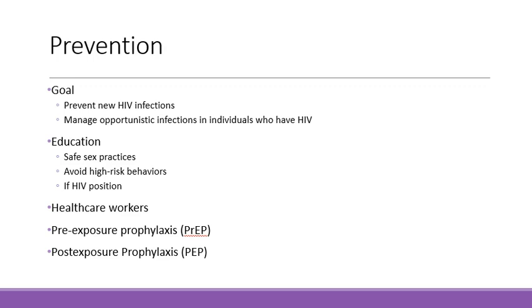So let's talk about prevention, because this is where we really need to do a lot of work, and anything that we can prevent, we certainly want to spend a lot of time educating our populations about this. So the goal is to prevent new HIV infections and manage any opportunistic infections for those who have HIV. So our preventive strategies need to be education, counseling, behavior modifications. Those are our most effective tools.